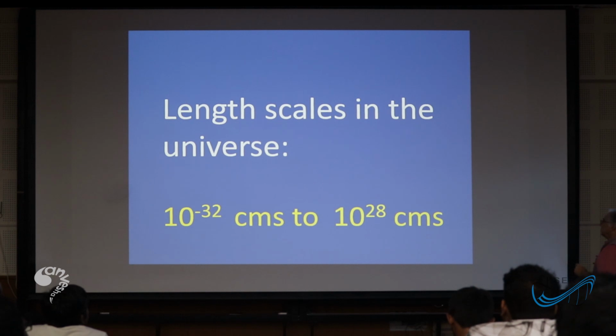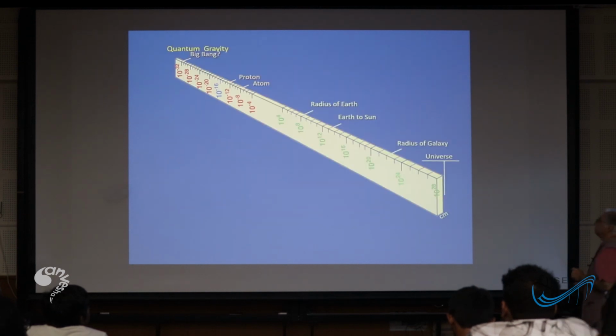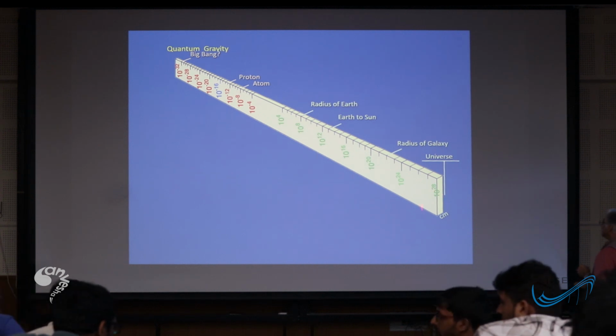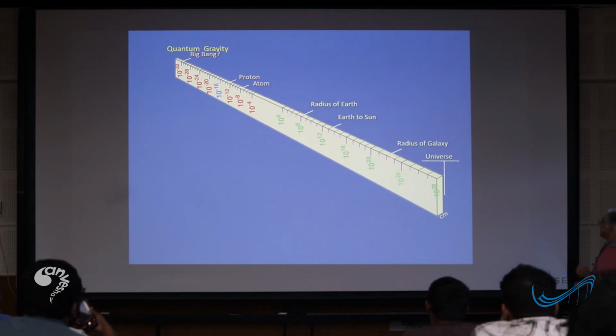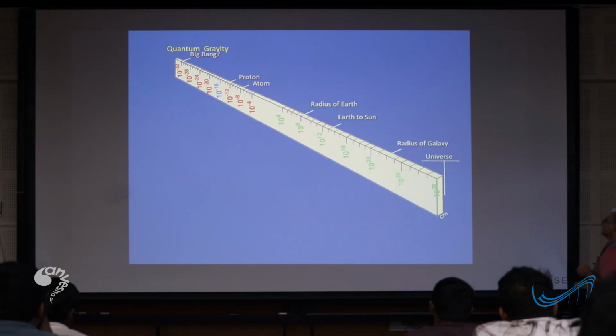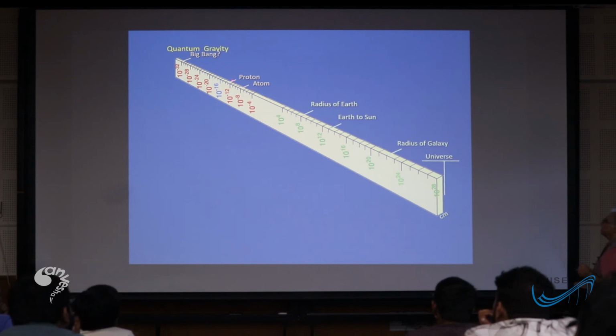I have a little foot ruler here, which enumerates the length scales we discuss in physics, from the very large, which is 10 to the 28 centimeters. The radius of the galaxy is somewhere here, a little bit more than 10 to the 20. So this is very, very large. And this is the Earth-Sun distance. Radius of the Earth, human beings somewhere here. And this is the atom, the proton, etc.